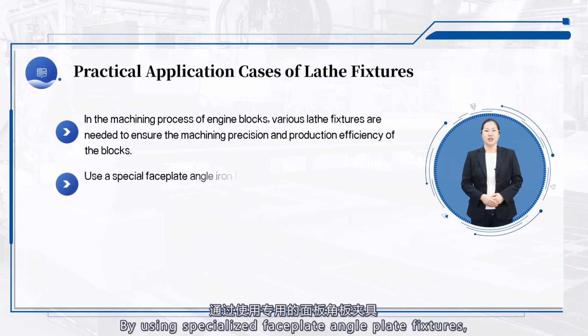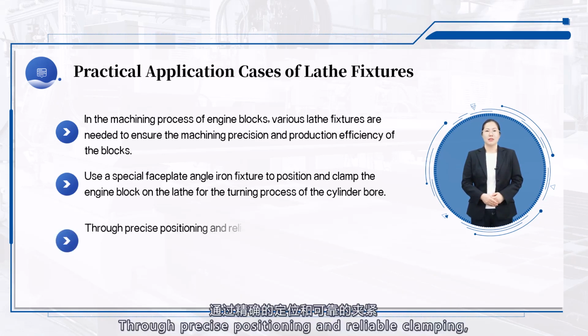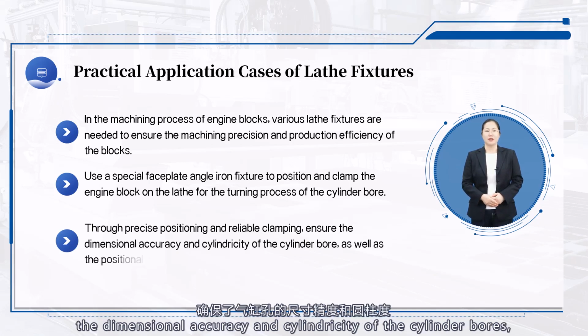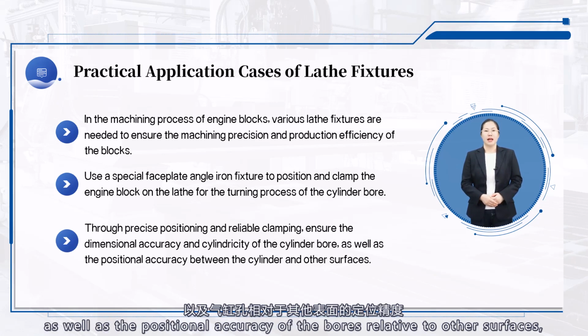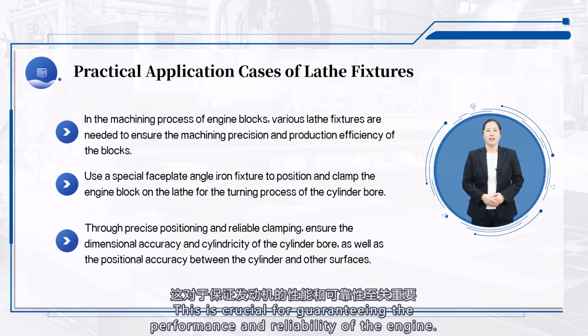By using specialized faceplate angle plate fixtures, the engine block is positioned and clamped on the lathe for the turning of the cylinder bores. Through precise positioning and reliable clamping, the dimensional accuracy and cylindricity of the cylinder bores, as well as the positional accuracy of the bores relative to other surfaces, are ensured. This is crucial for guaranteeing the performance and reliability of the engine.